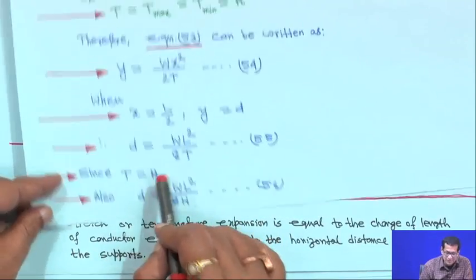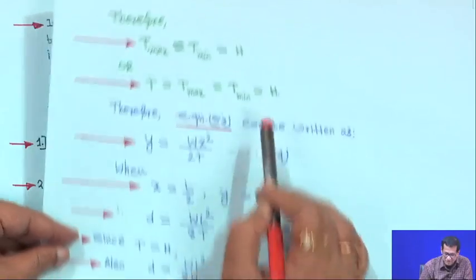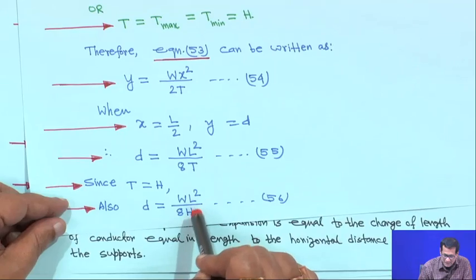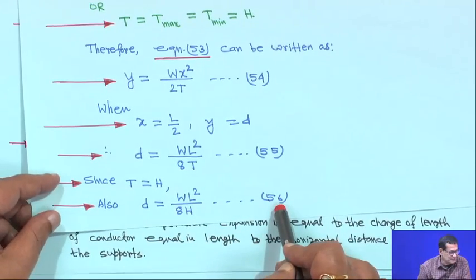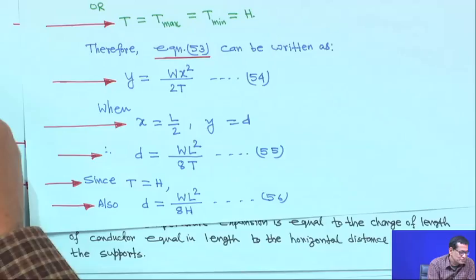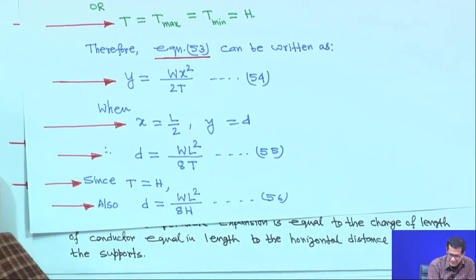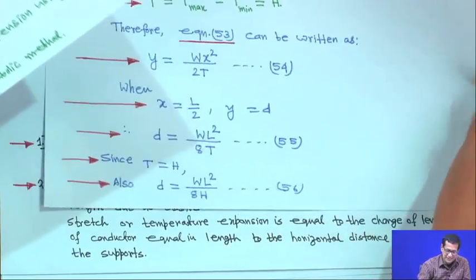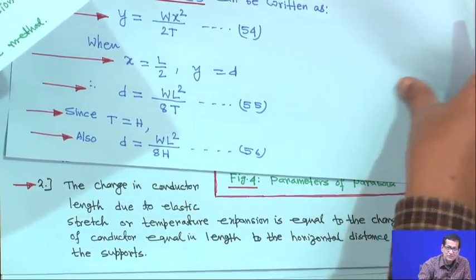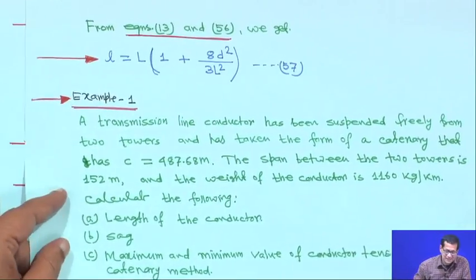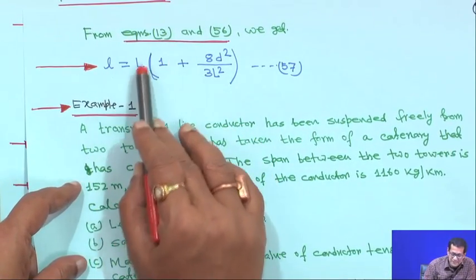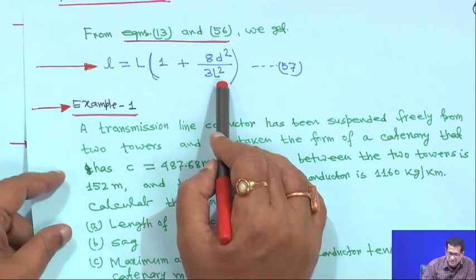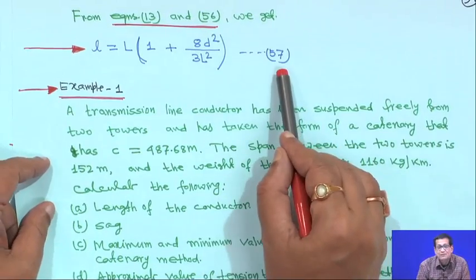Since T is equal to H, this equation can also be written as d is equal to w L square by 8 H. This is equation 56. So, from equation 13 and 56, you know that d is equal to w L square by 8 H. You substitute that in equation 13 and you will get small l is equal to capital L in bracket 1 plus 8 d square divided by 3 L square. This is equation 57.